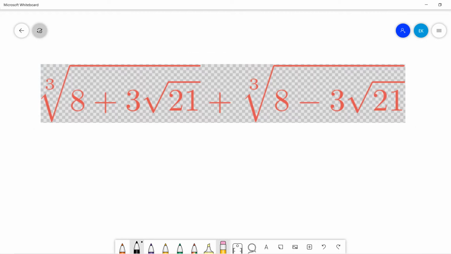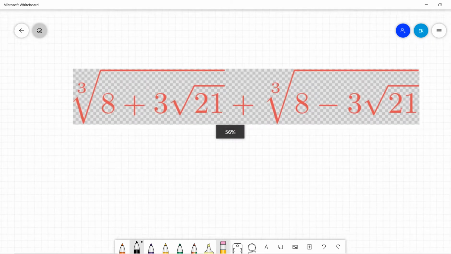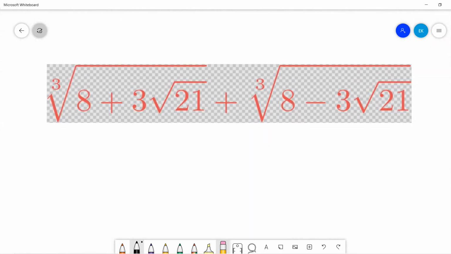Okay, so the first idea. The problem is how to simplify this. There are many ways, right? The first thing is you need to believe this is not the true answer. I should say there is a simplification. So let's do the first solution.